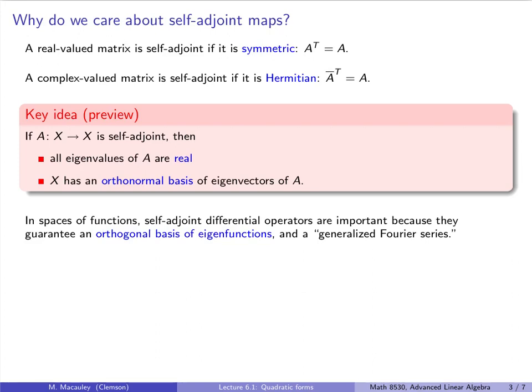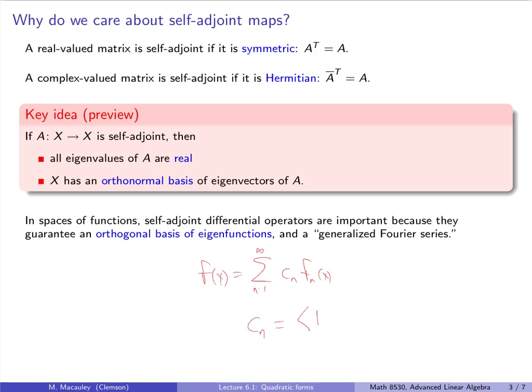When we have an orthonormal or orthogonal basis of eigenfunctions, we can write an arbitrary function using that basis, so we have f of x equals the sum of c_n f_n of x, something like this. Maybe this is n equals 1 to infinity, and we have formulas for those coefficients.